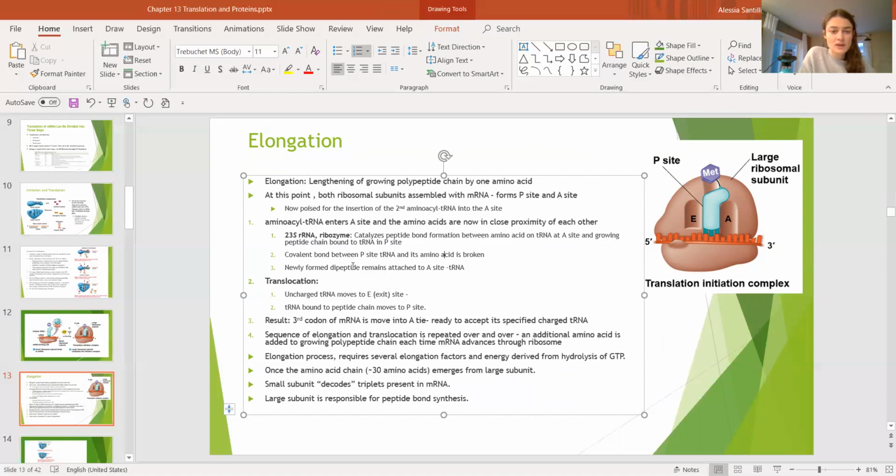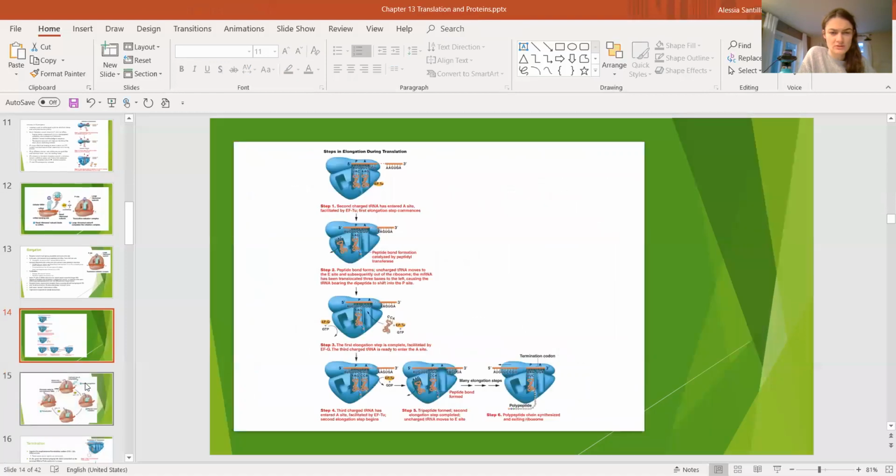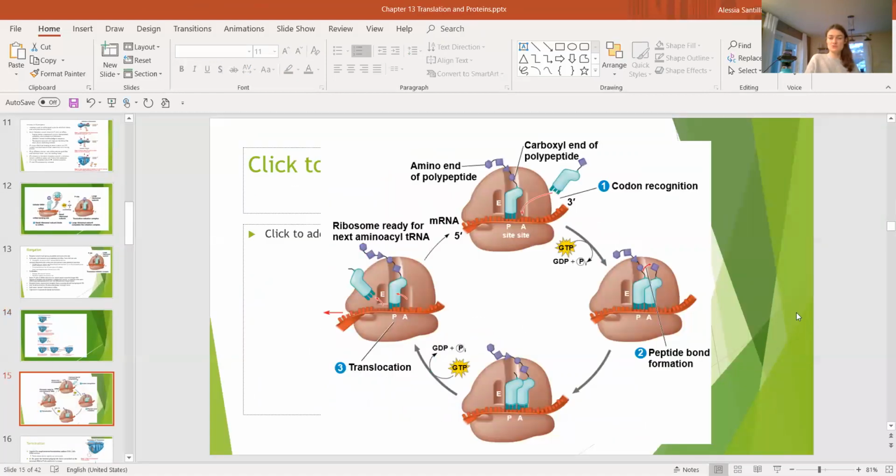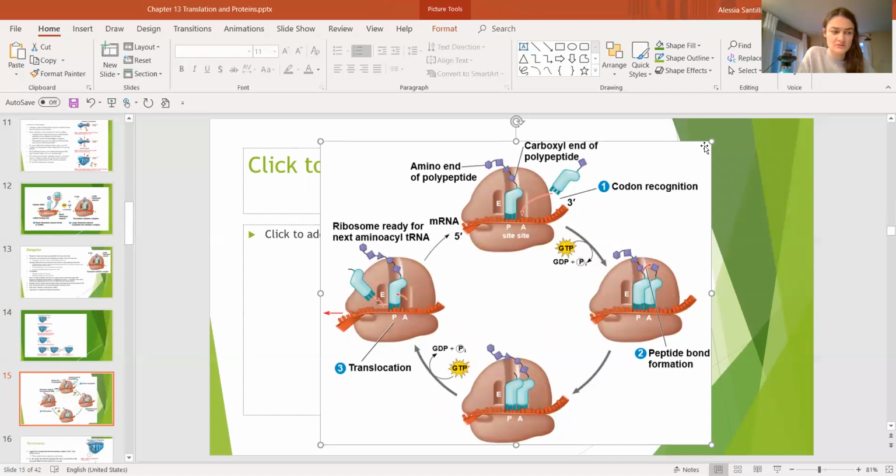Okay. Yeah, I'm going to, there we go. Actually, no. I'm going to move to this one right here. I feel like it's a better depiction of what's happening.